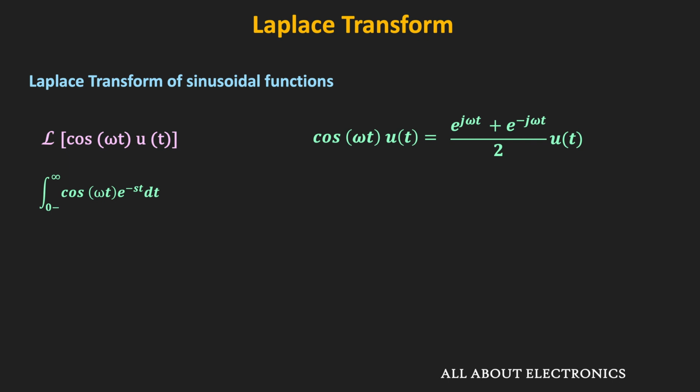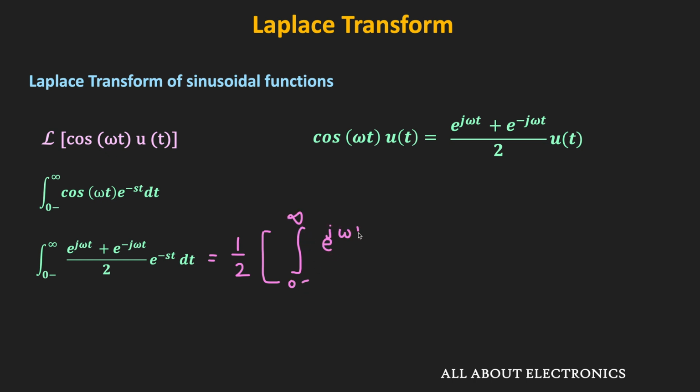So using Euler's identity, further we can write it as integration 0 minus to infinity e to the power j omega t plus e to the power minus j omega t divided by 2 times this e to the power minus st times dt. Or further we can write it as 1 divided by 2 times integration 0 minus to infinity e to the power j omega t times e to the power minus st dt plus integration 0 minus to infinity e to the power minus j omega t times e to the power minus st dt.